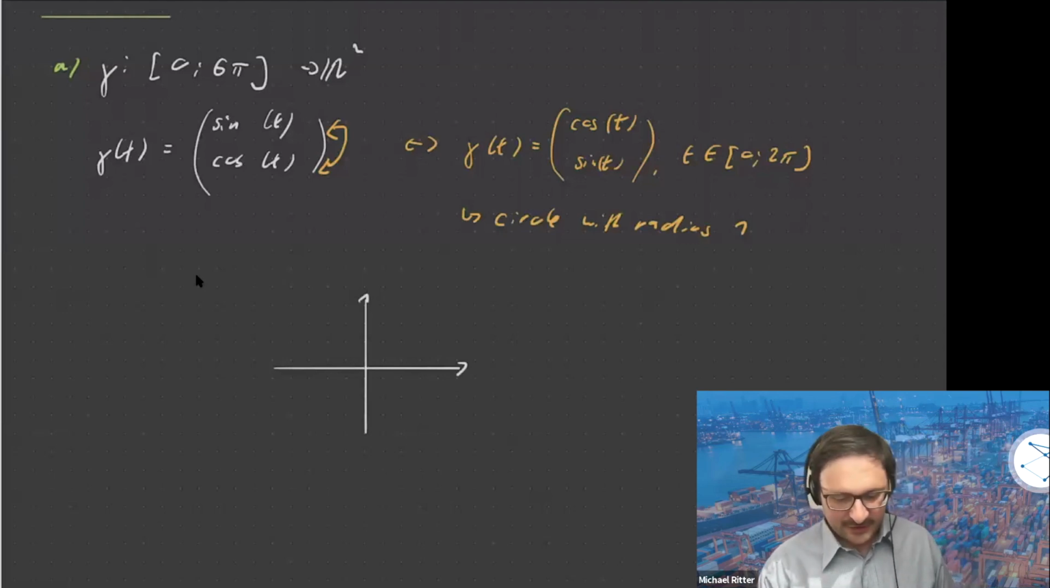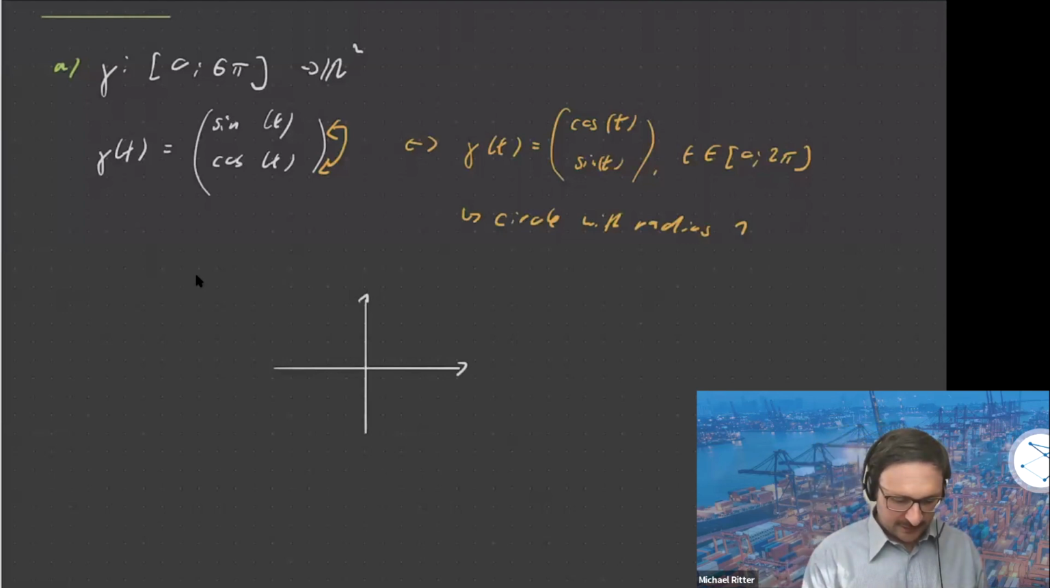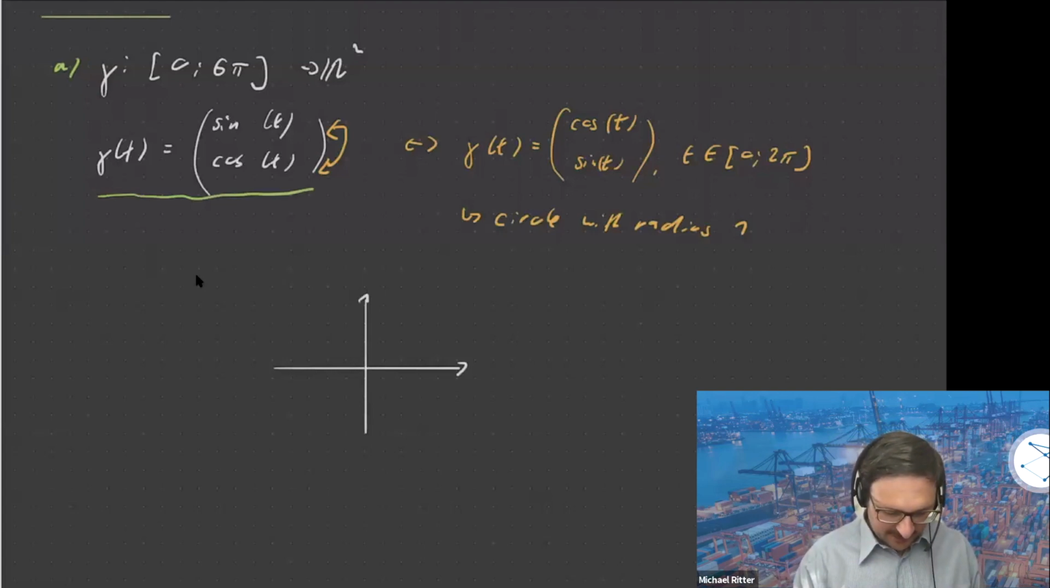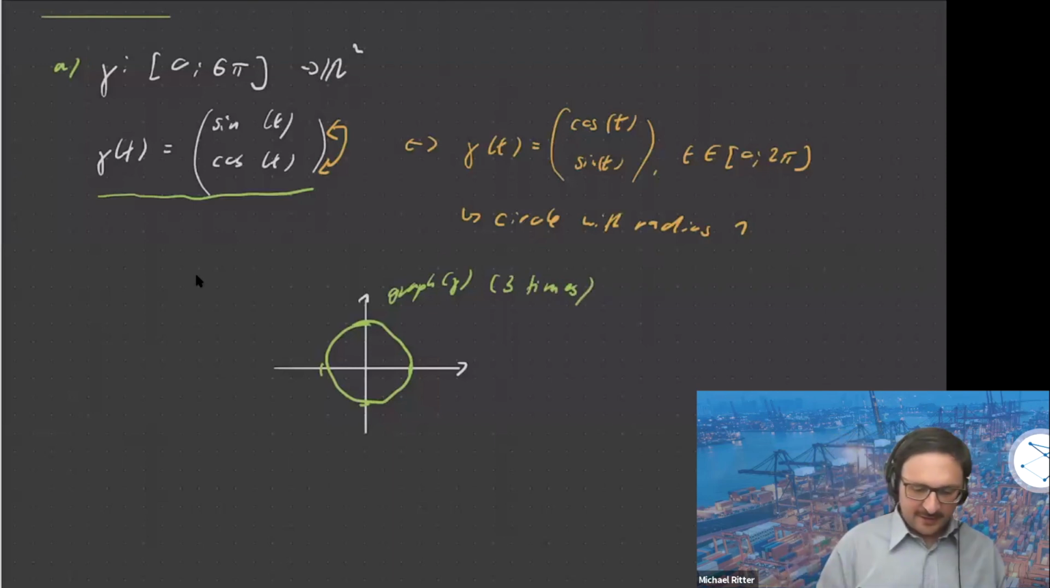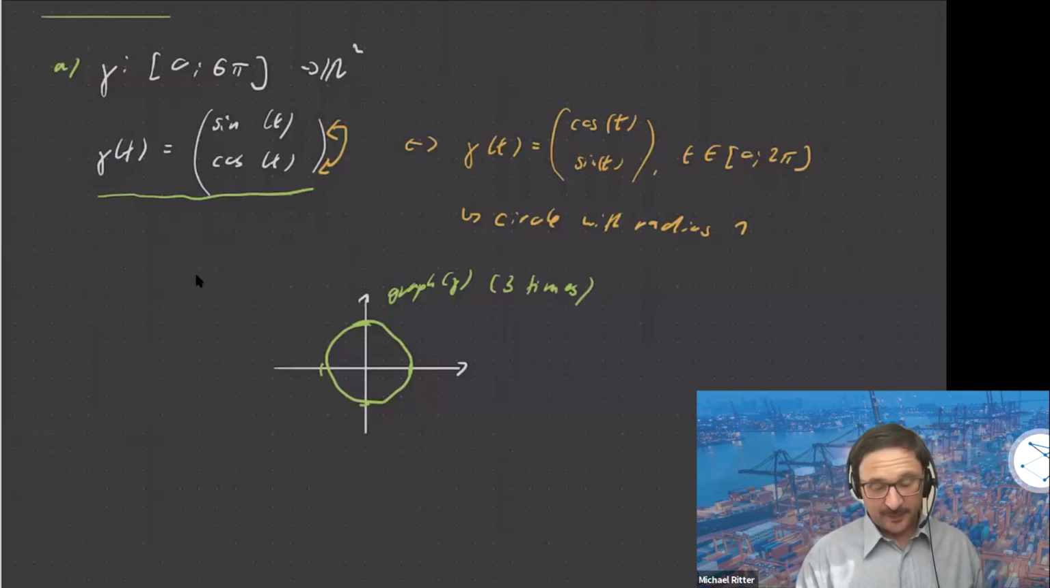Okay, if you try and sketch that graph, this one here, then what you'll see is pretty much a circle again. So it doesn't seem to make a lot of difference. That's the graph of gamma. As I said, we're passing through that circle 3 times instead of just once. The other difference is the starting point.